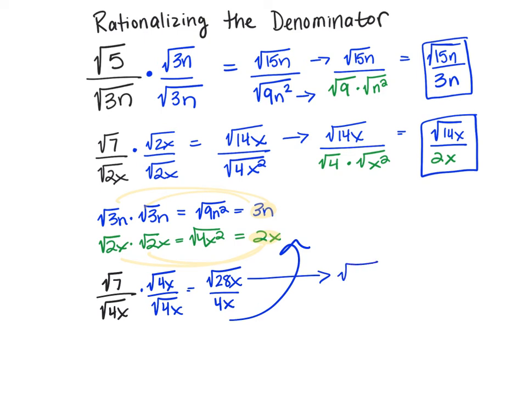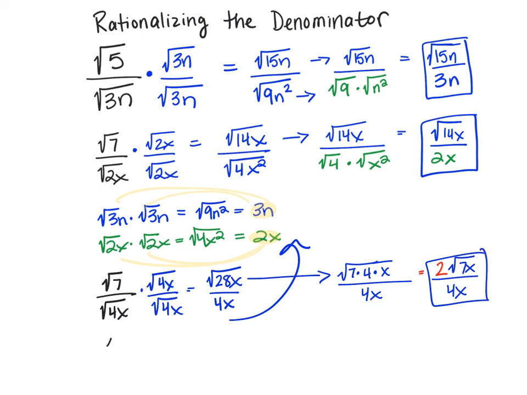So we have the square root of 7 times the square root of 4 times the square root of x over 4x. The square root of 4 is 2, so that 2 is going to come out. And then I have a 7 and x, and those don't contain perfect squares. So 2 root 7x over 4x would be your answer.